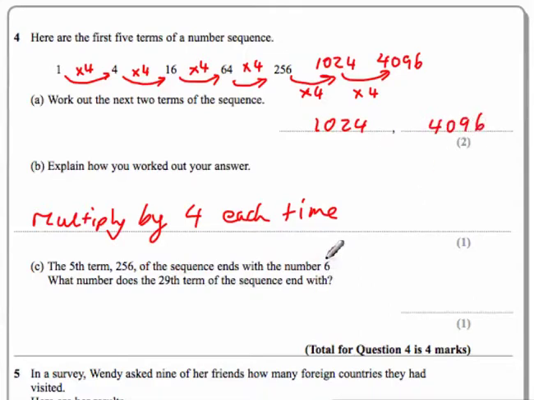Okay, so we found out that we're multiplying by 4 each time, which gave us this answer, and then we just carried that on and got the next 2 answers. Then it says, for part C, the 5th term, 256, of the sequence ends with the number 6. Yes, it does here. What number does the 29th term of the sequence end with?